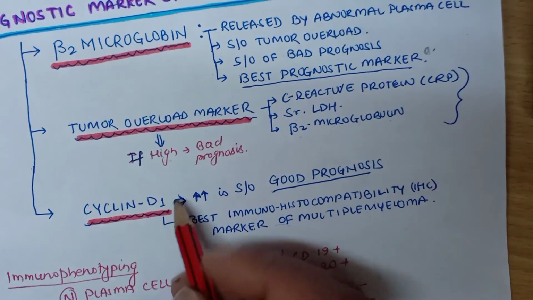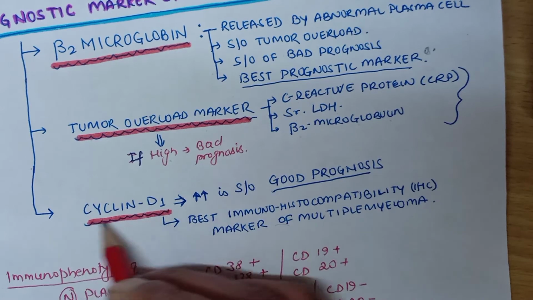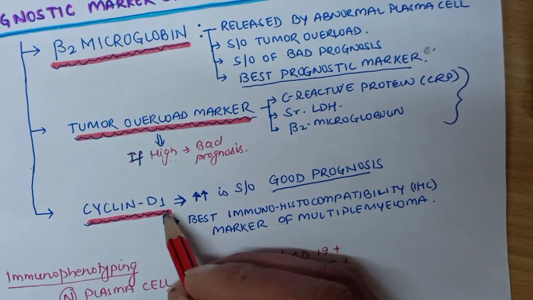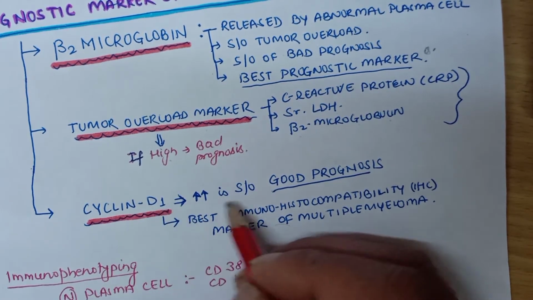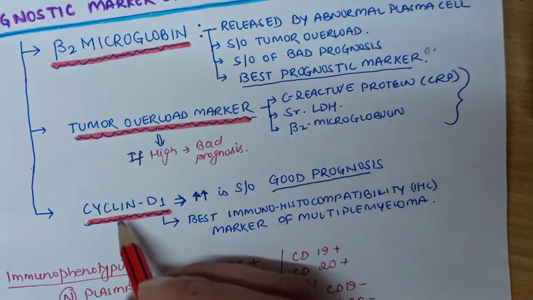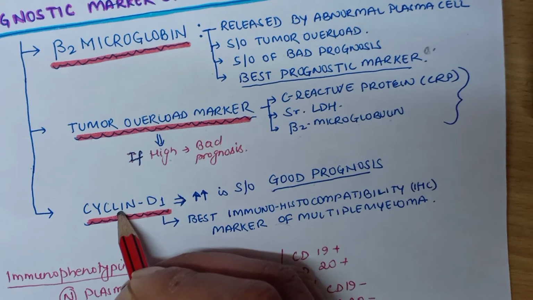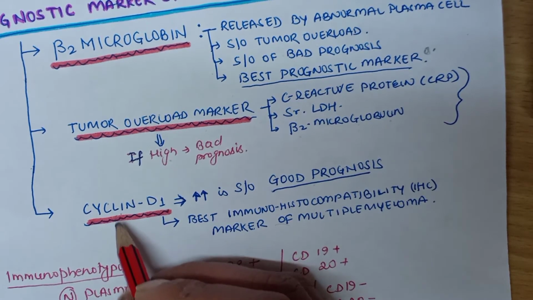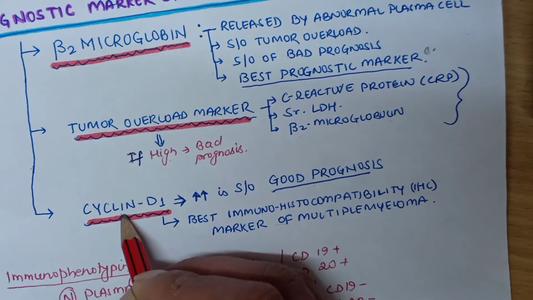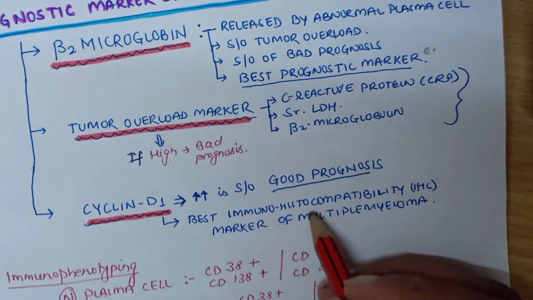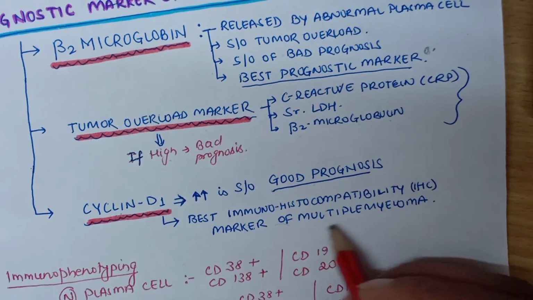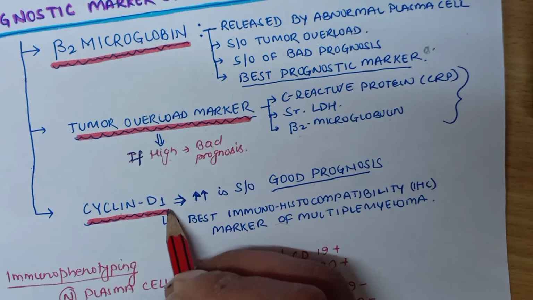Another prognostic marker is cyclin D1. When there is increase in cyclin D1, it is suggestive of good prognosis. And it is the best immunohistochemical marker of multiple myeloma. So the best immunohistochemical marker of multiple myeloma is cyclin D1.